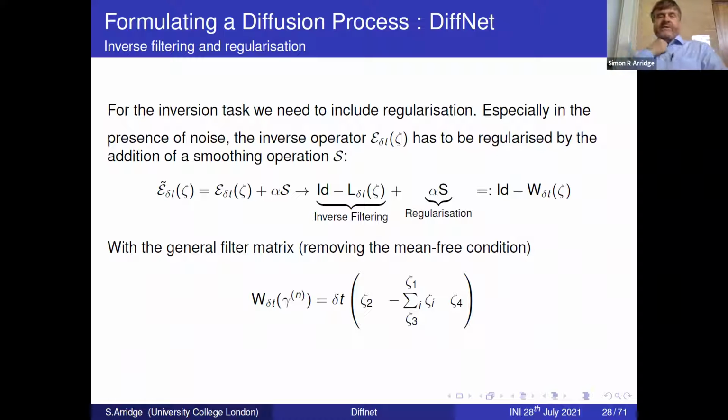And then when we want to do inversion, we can just run this process backwards, but we know that we need to include regularization. So we're going to add a smoothing operator to do this incremental backward diffusion step, which we'll write in terms of this generalized matrix W. Sorry, I should correct that. So now this has this extra component on the diagonal.